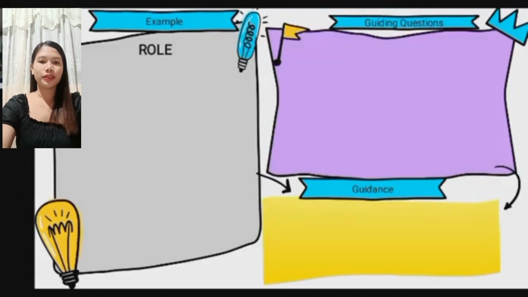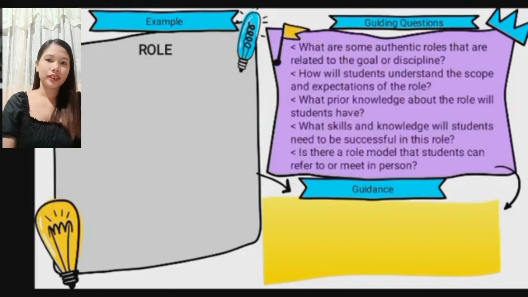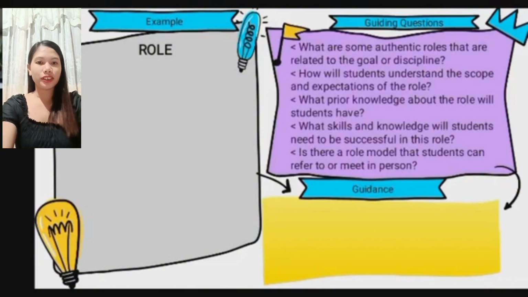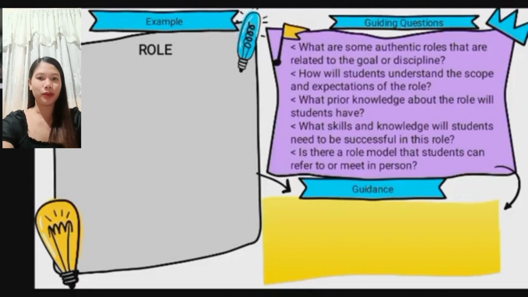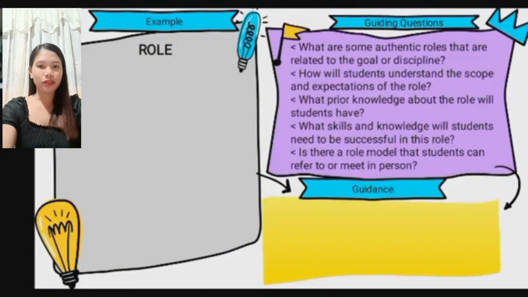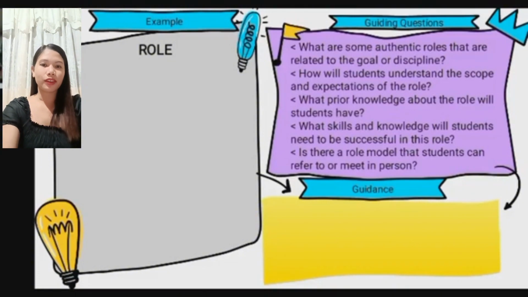Next is the role. How can we create the role? The guiding questions are: what are some authentic roles that are related to the goal of the discipline? How will students understand the scope and expectations of the role? What prior knowledge about the role will students have? What skills and knowledge will students need to be successful in the role? And is there a role model that the students can refer to or meet in person?